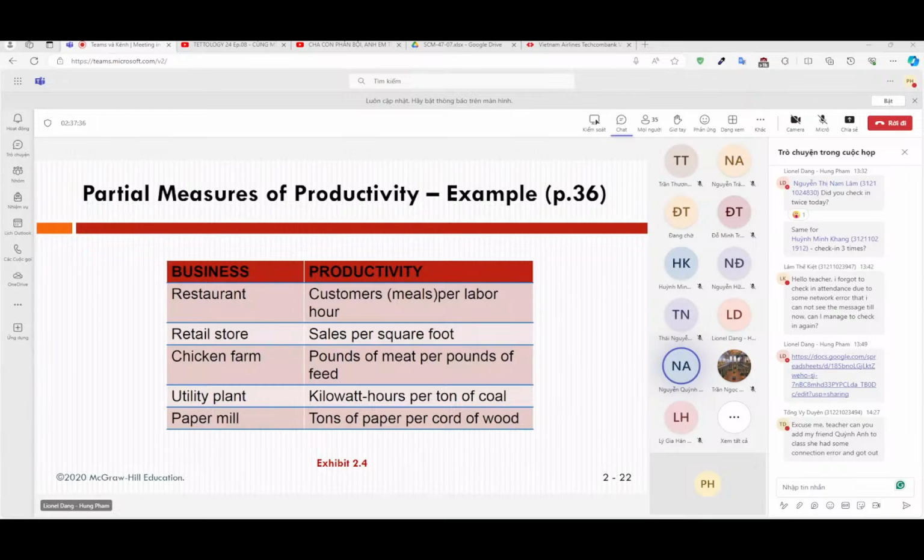For the utility plant, the measurement is kilowatt hour per ton of coal. You see how many kilowatt hours you can produce, how much electricity the plant can produce, divided by coal.